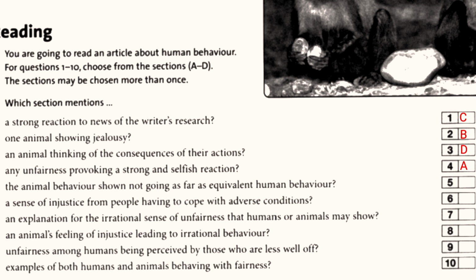Right, so question 5, which section mentions the animal behavior shown not going as far as equivalent human behavior? Now, again, I think I can remember this. If we've understood the text correctly, I think while they speak about monkeys in section B and apes in section D, in section D they're comparing apes to monkeys and saying how apes have a more developed sense of equality, right? And I think they mention apes because before that, monkeys are said to not have quite such a developed sense of inequality as humans. I think I'm right in saying that.